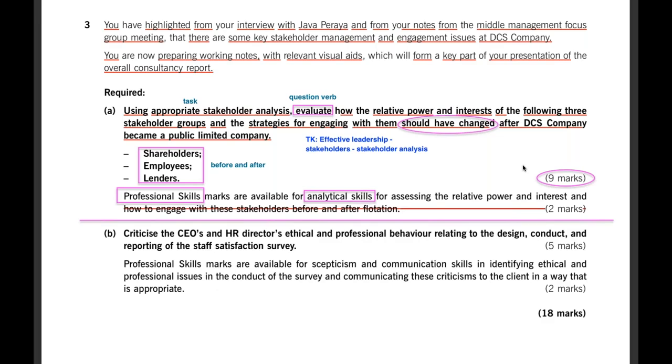Okay, some of you mentioned that before the flotation, some were performed in an informal way, and then after flotation, perhaps it will be more formal. You need to spell out clearly in the context of the case. It cannot be a general answer. Whatever it is, you have to tie it back to DCS. Who are the shareholders of DCS before, and who are the shareholders of DCS after? What are their relative power and interest? And what were the strategies before, and what are the relative power, interest and strategies now? So basically you need to write it down in the context of the case.